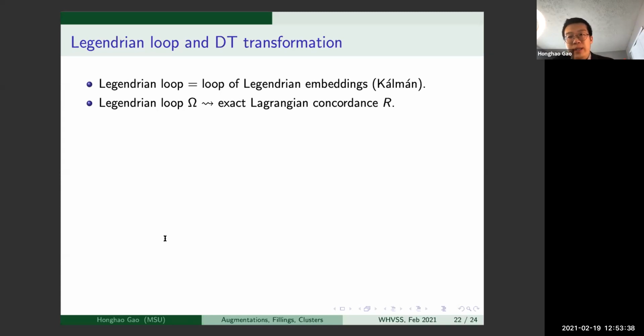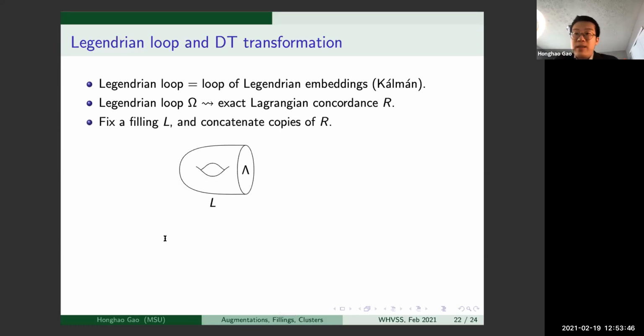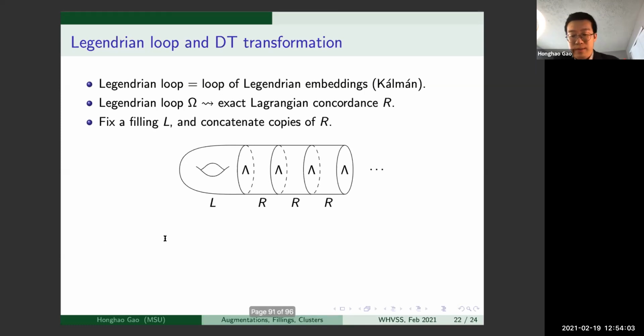So the way of producing exact Lagrangian fillings is, instead of trying to be clever about how to pinch all of them, what you can do is fix a filling and then concatenate copies of this concordance. Okay, it doesn't create any genus, but it potentially gives you a new exact Lagrangian filling. So you can get one, keep doing, getting more and more.